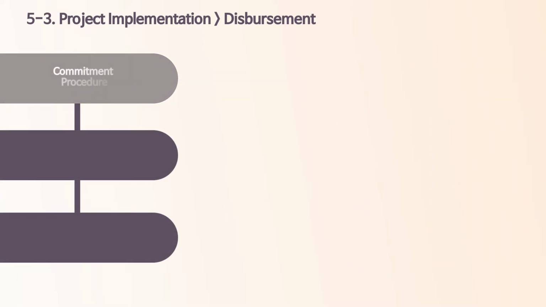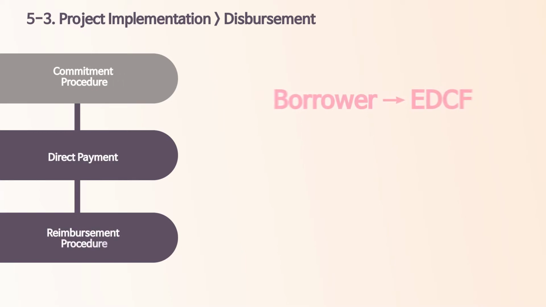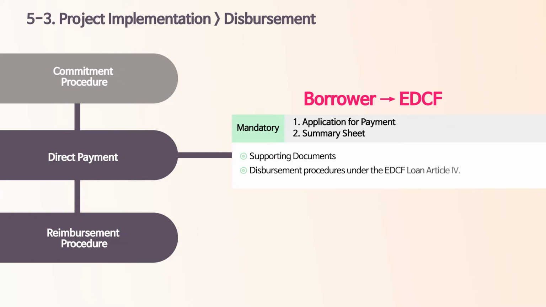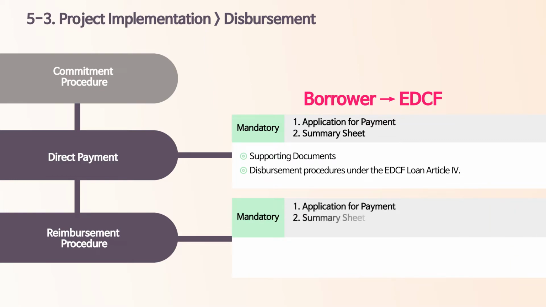Next, we will explore other payment methods at once as the required documents are very similar. The only difference between the 2 methods is the timing of disbursement. Under the direct payment procedure, payment is made by EDCF directly to the contractor. The borrower should submit an application for payment and summary sheet of disbursement, of which the official forms are attached to the LA. These 2 mandatory documents should be furnished with relevant supporting documents, which will be discussed in a minute.